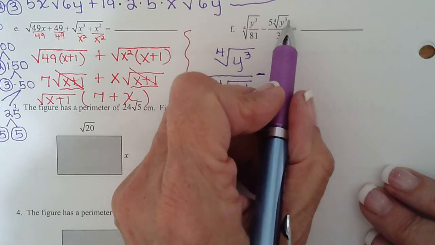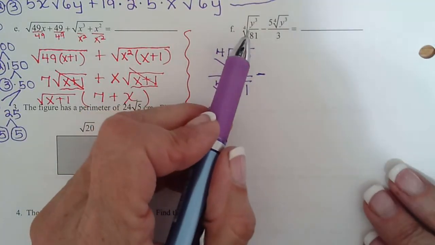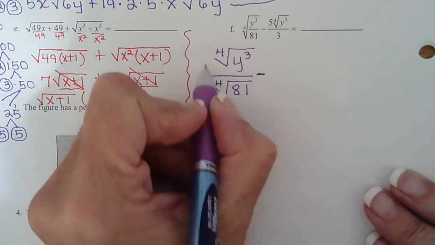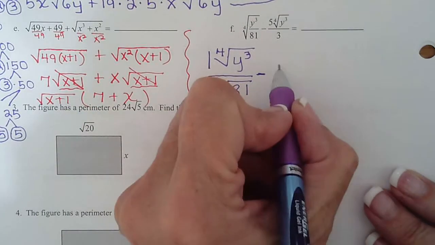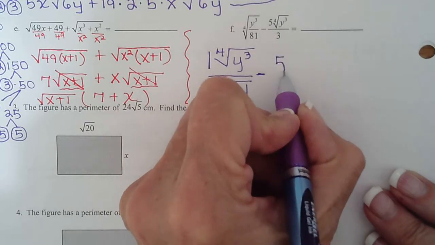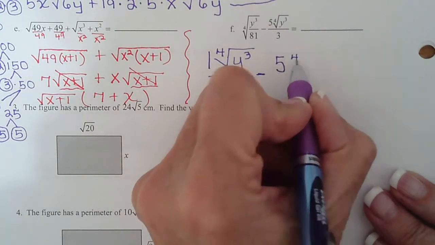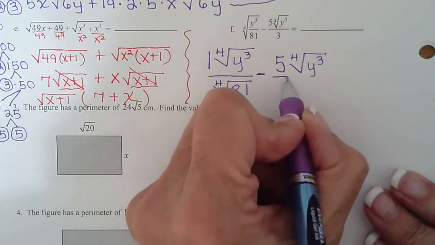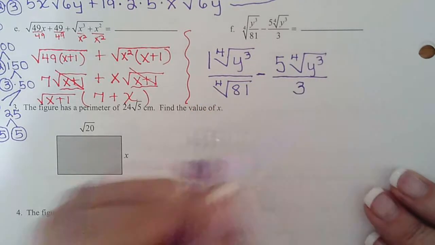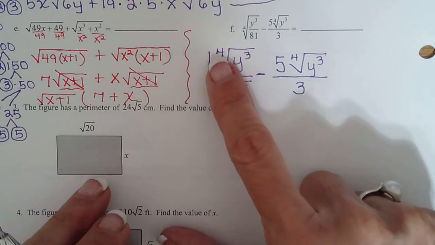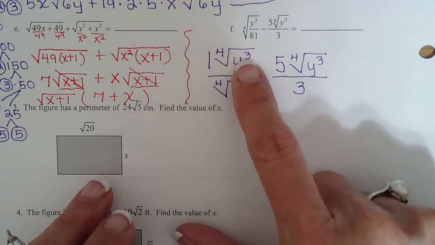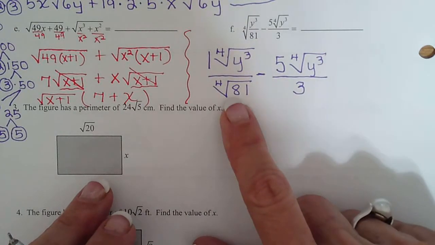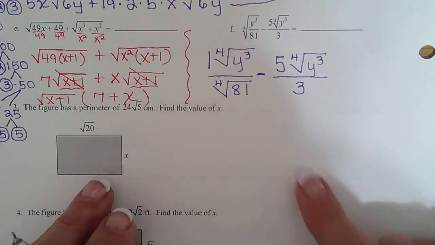This is an index of 4. There's no groups of 4 here. There's no groups of 4 there. So I'm going to put a 1 here because I see we're going to have like terms. Minus 5 4th root y cubed over 3. So that one we can't do anything with. So does everybody understand why we can't break down the radical? There's not enough to get out of jail. So really, this is our only piece we have to work with in this problem.